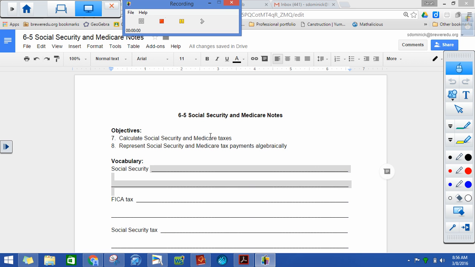Okay, so here are your 6-5 Social Security and Medicare notes. I've cut down on some of the examples, so hopefully that will help you.